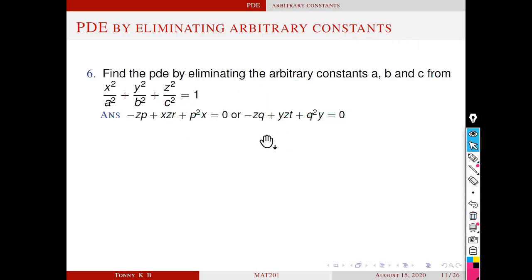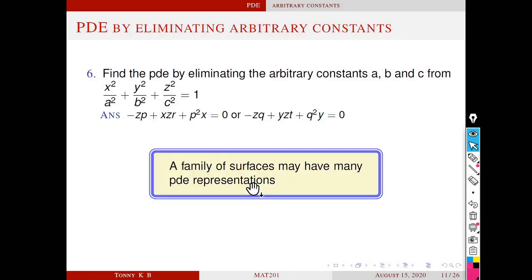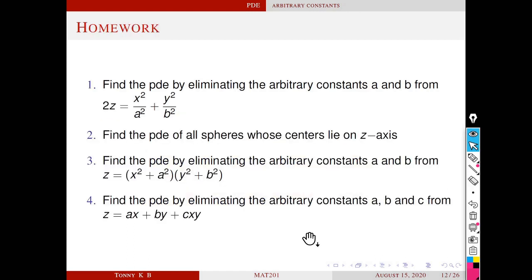These are the two representations of this family. So in general, a family of surfaces may have many PDE representations. This is your homework. In the next lecture, we will form partial differential equations by eliminating arbitrary functions. Okay, thank you.